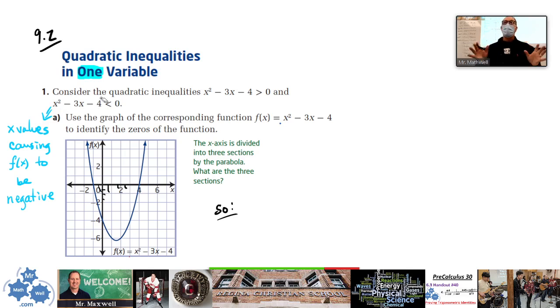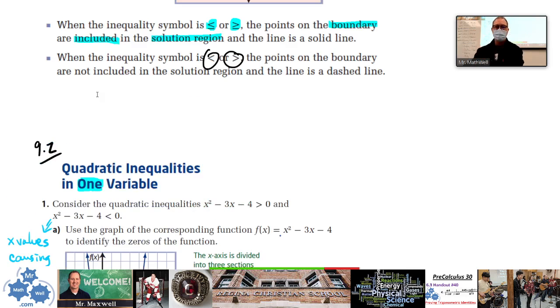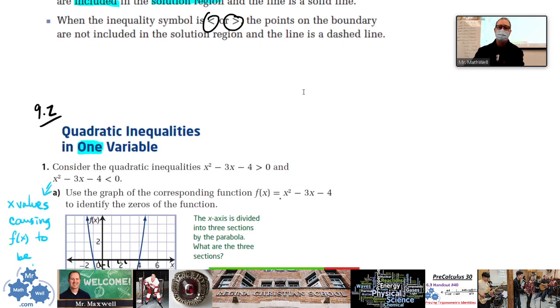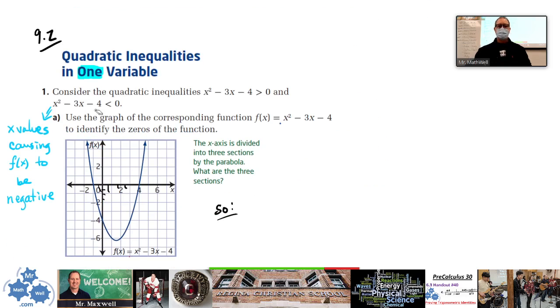So we're not looking for points. There are no solution regions, shaded regions, when we have one variable. We only have solution regions when we have two variables. Notice x and y in the previous example. That's when we have shaded regions. If we just have one variable, what we're looking for is the x values.